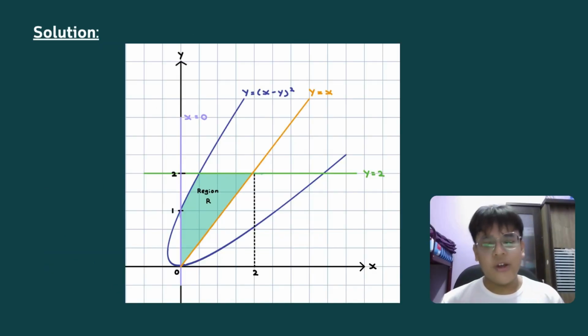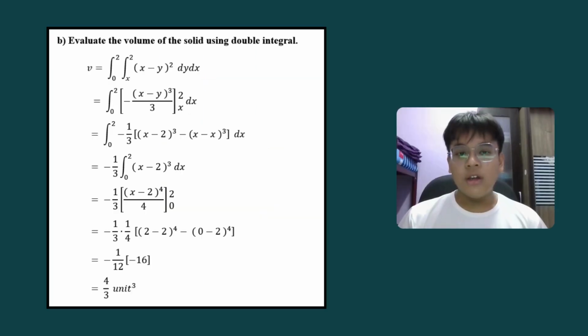First, we have to sketch all the graphs stated in the question above. The x equal to 0, y equal to x minus y squared, y equal to x, and y equal to 2. So we can see that the region R is correctly bounded by these 4 graphs. For question B, the solving steps, stay beside me.